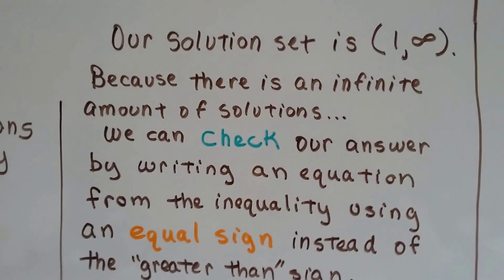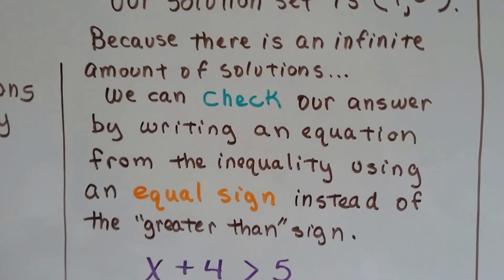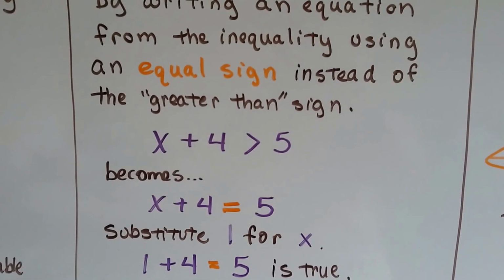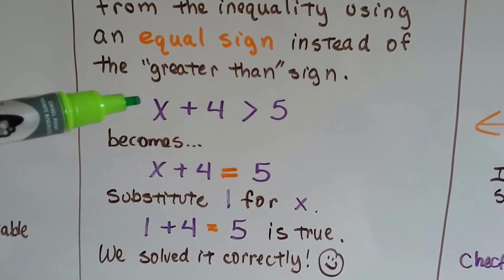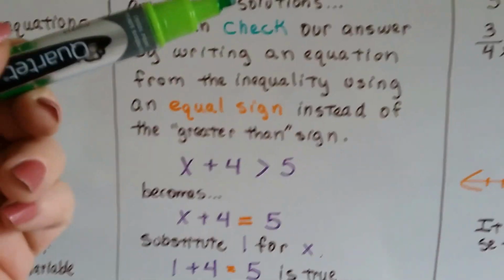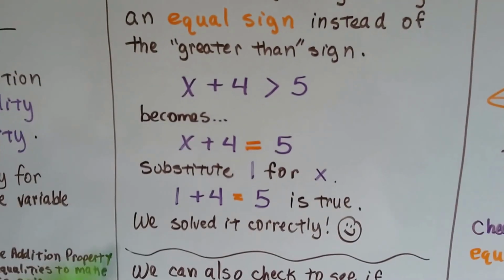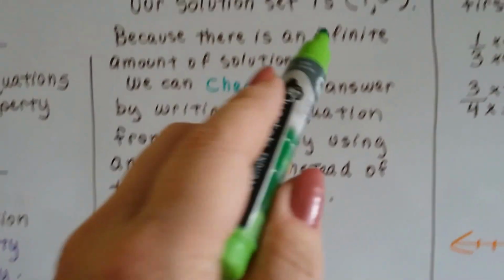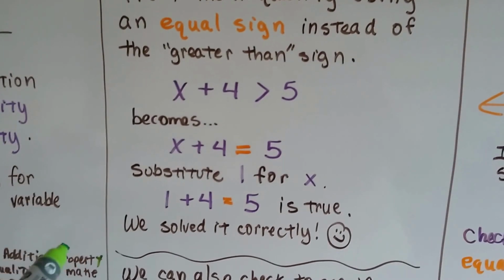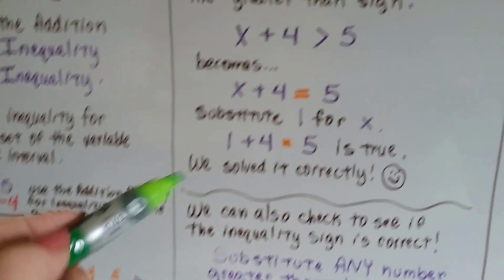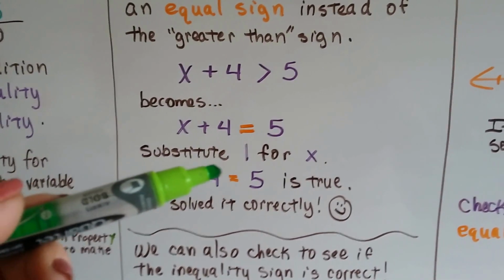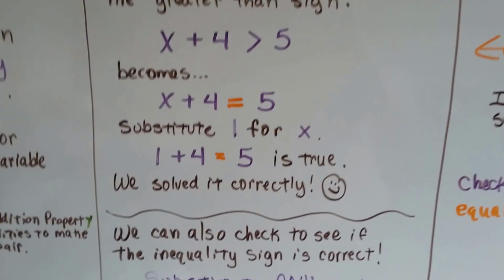And because there's an infinite amount of solutions, we can check our answer by writing an equation from the inequality using an equal sign instead of the greater than sign. So our original problem said x plus 4 was greater than 5. It becomes x plus 4 equals 5. Now we can check this to see if we did it correctly. We substitute 1 for the x because that was part of our solution set, the 1. That was our cutoff point, wasn't it, for what is acceptable. And we get 1 for x here. 1 plus 4 equals 5 is true, so we know we solved it correctly.